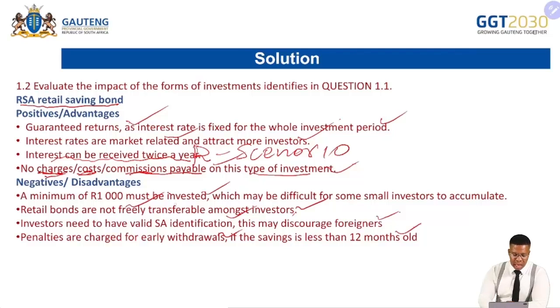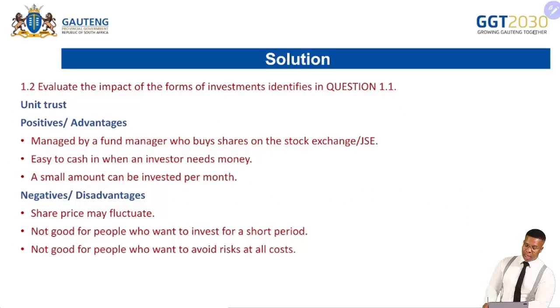And remember, any aspect of the disadvantage or advantage can be used in a scenario. So you should know your advantages and disadvantages very well. Then the impact of unit trust. What are the advantages there? It is managed by a fund manager who buys stock on the stock exchange or JSE. And then it is easy to cash in when an investor needs money.